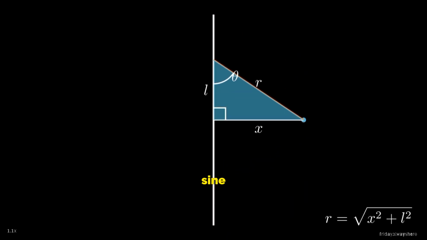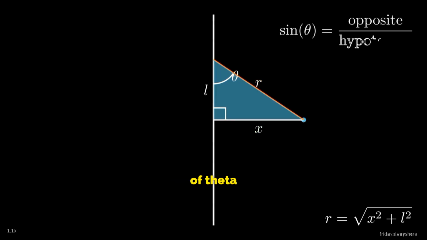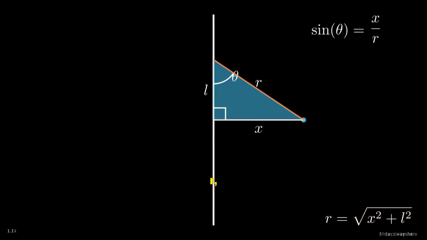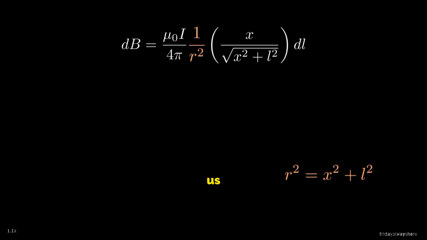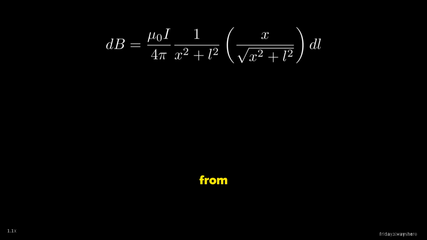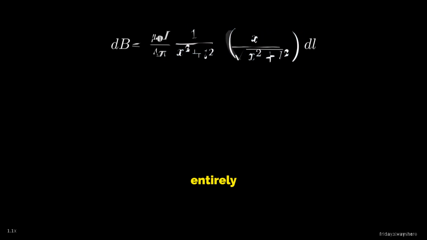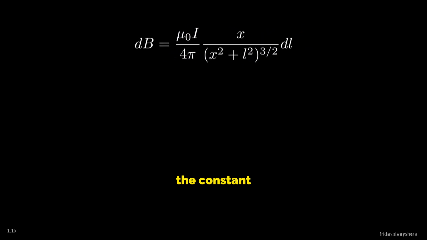Next, we express sine theta using our coordinate system. From the geometry, sine of theta is the ratio of the opposite side, y, over the hypotenuse, r. Substituting our expression for r, we have sine theta in terms of x and L. Now we substitute these expressions back into the Biot-Savart law. This gives us the magnetic field contribution from the element dl entirely in terms of L and the constant distance x.